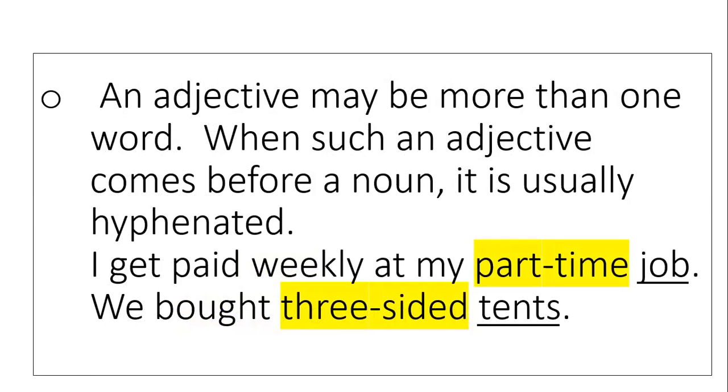An adjective may be more than one word. When such an adjective comes before a noun, it is usually hyphenated, okay? Hyphenated just means that you're going to use a hyphen. I'm going to show you in a minute. I get paid weekly at my part-time job. Here, part-time is an adjective with more than one word. And because it comes before the noun that it's describing, we use a hyphen. Here's a hyphen, that little line in between.